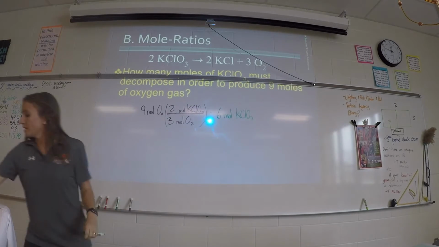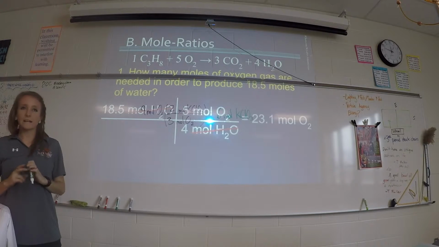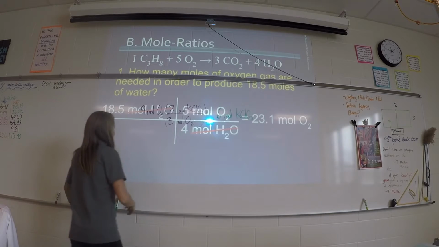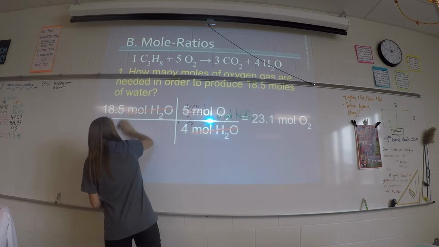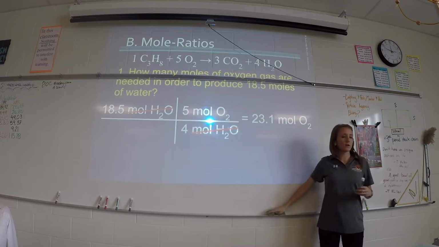Okay, on the next one, you should have gotten, in the end, 23.1. 23.1 moles of O2 is what we should have gotten. Everyone see or have a question on that one?